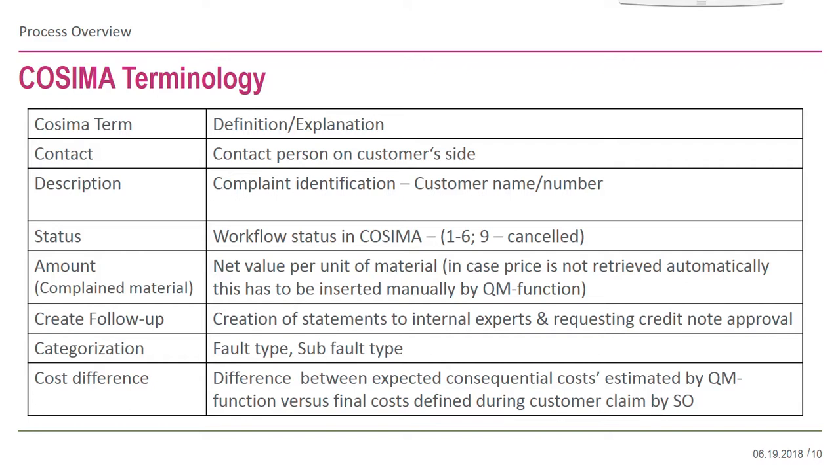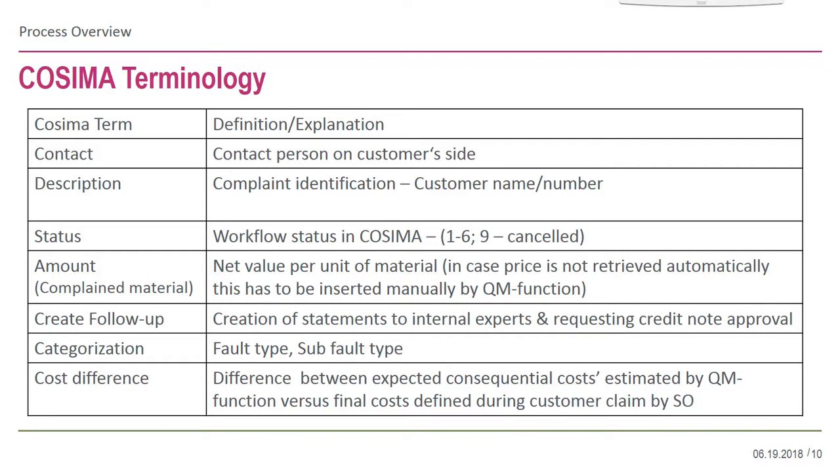There's the status. Now, we had referred to this earlier, and we will be able to see how to change status and what each status means and the steps that happen in each status during the training. And again, this is the workflow in Cosima. A complaint will go from status 1 to 6, and if it is set to status 9, which it can be at any point, the complaint will be canceled.